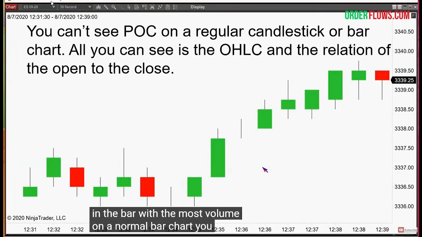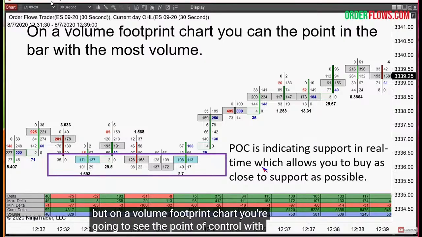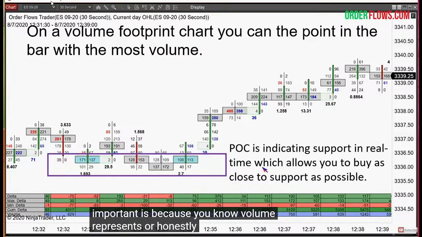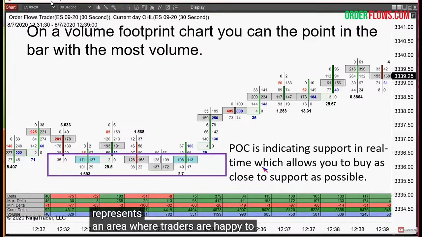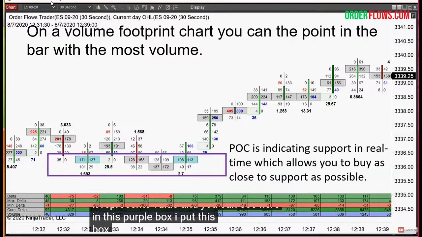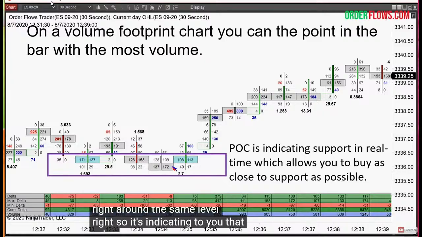Now, on a normal bar chart, you can't see point of control. All you can see is the open, high, low, close and the relation of the open, high, low, close. But on a volume footprint chart, you're going to see the point of control with the most volume, right? And why is that important? It's because volume represents an area where traders are happy to transact. It represents value. And you can see here in this purple box, I put this box around here because you can see you got 1, 2, 3, 4, 5 bars with more or less the point of controls right around the same level, right? So it's indicating to you that value is being formed.